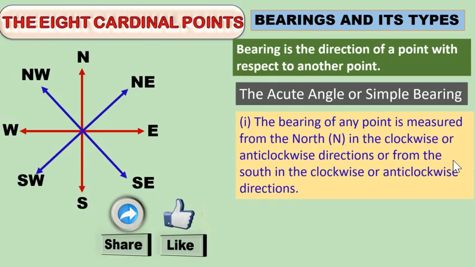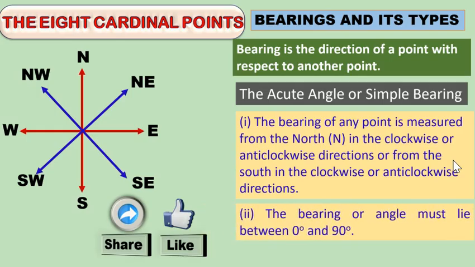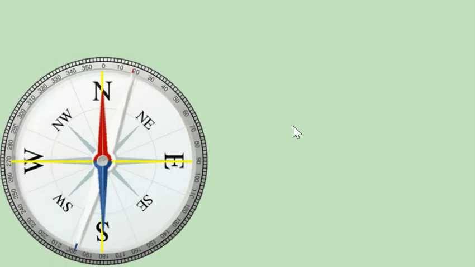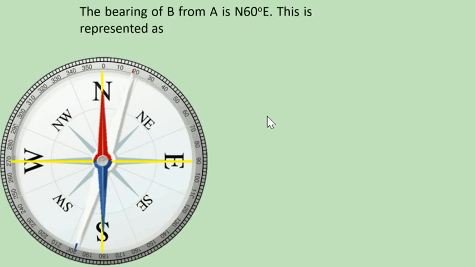Now, number 2, we want to consider that the bearing or angle must lie between 0 degrees and 90 degrees for an acute angle. An acute angle lies between 0 and 90, so we cannot have 120 as an acute angle. So that is very important for our observation. So now, we're going to continue. Now, let's consider 2 points. The bearing of the point B from the point A is given as north 60 degrees east.